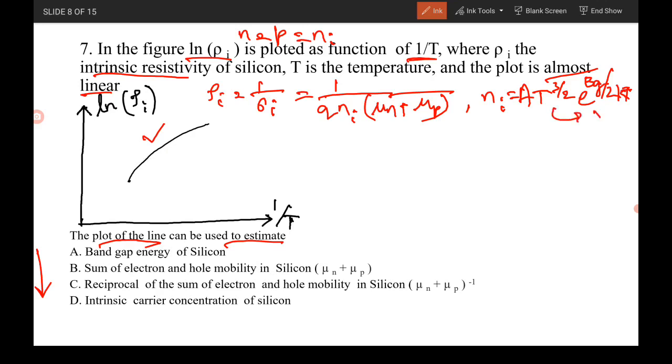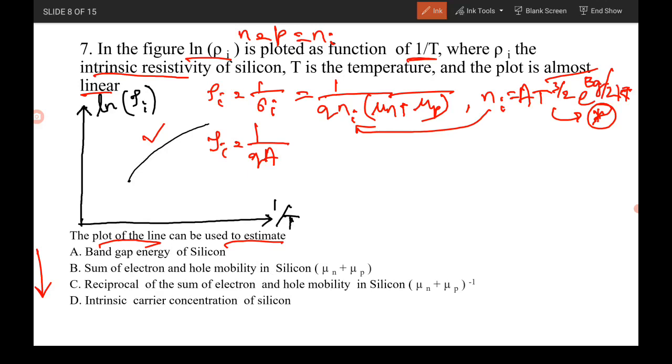This you got to remember. This can also be proved, but at this time being, we don't require the proof. So here we can substitute Ni here and find an equation for rho I. So rho I is equal to 1 by Q times A. Okay, when we substitute Ni, we can take the temperature from the numerator to the denominator.